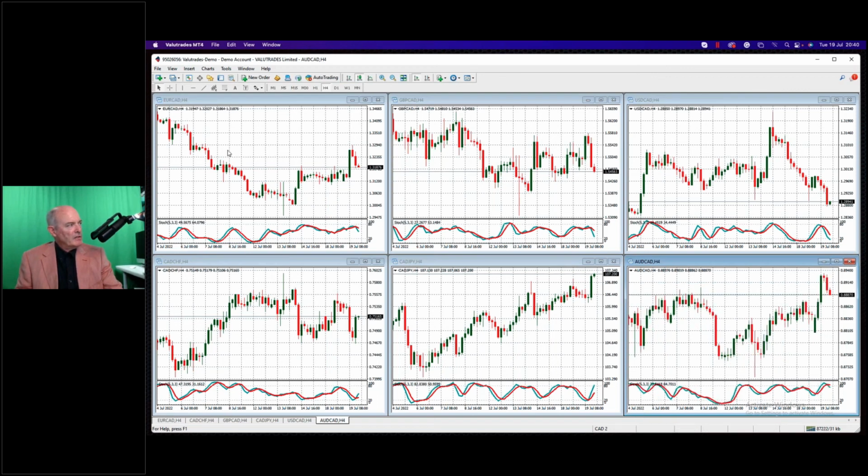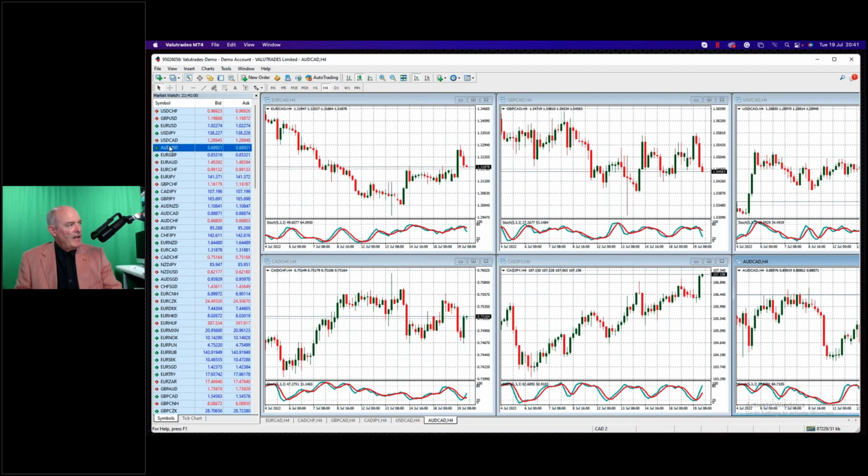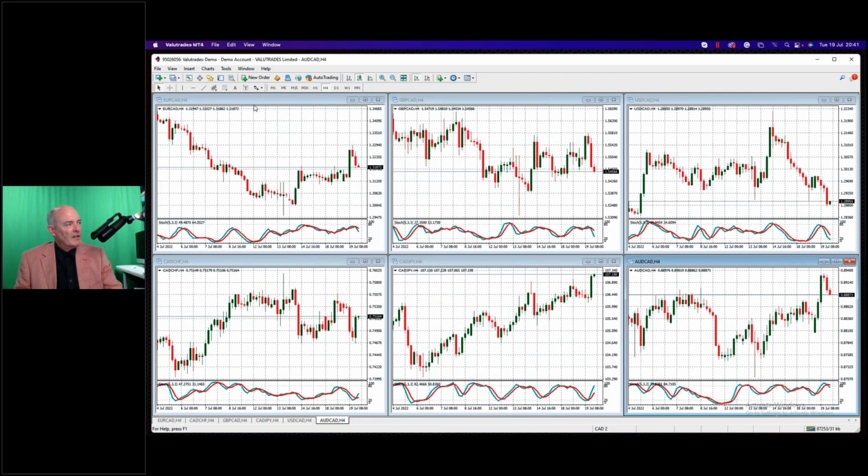Okay, and just for good measure, another way to do it is let's open Market Watch. You can actually drag the currencies onto the chart and it will replace them. So the one I'm missing actually is Kiwi CAD. See, this is it. Valutrades has so many pairs I can't find it. Not a problem. Let's just get rid of this. We're running out of time.